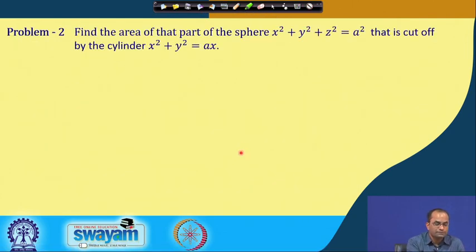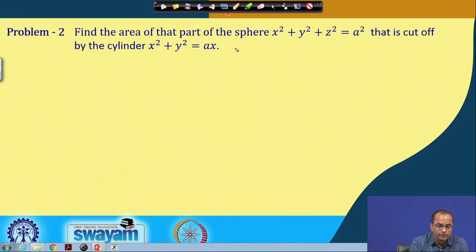So, moving to the next problem, we will find now the area of that part of the sphere. So, we have again a sphere x square plus y square plus z square is equal to a square, that is cut off by the cylinder x square plus y square is equal to a x. So, this is the equation of a circle. So, here x square plus y square is equal to a x, that is x square minus a x plus y square is equal to 0.